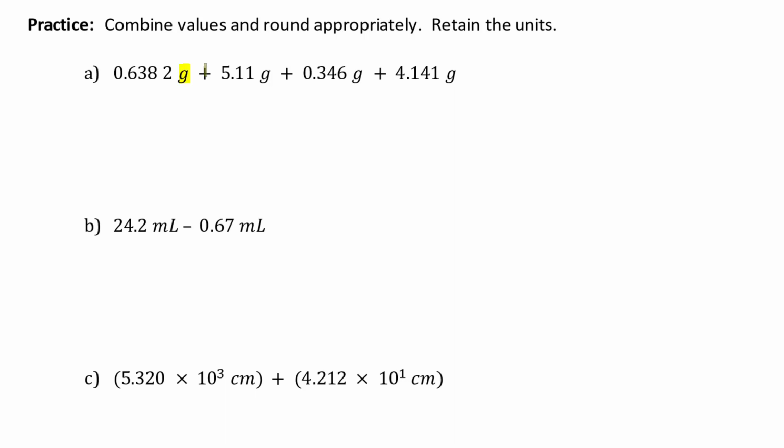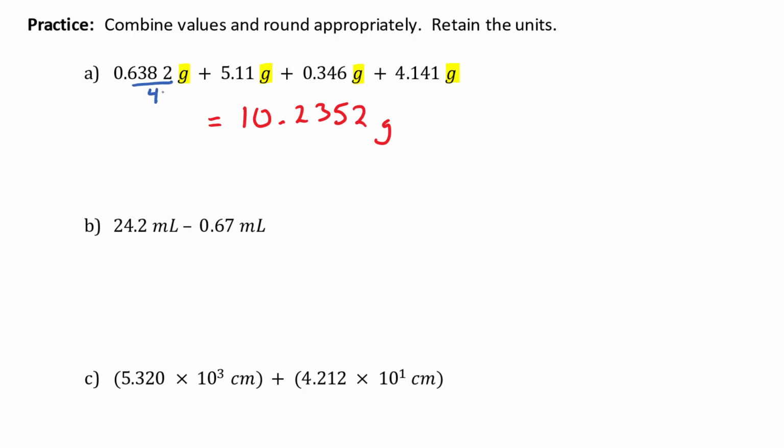In A here, one thing to check, you can see they all have the same units, so we can add these directly. We're adding them all up. We add them all up in our calculator. No need to do them individually. This all adds up to 10.2352 grams.